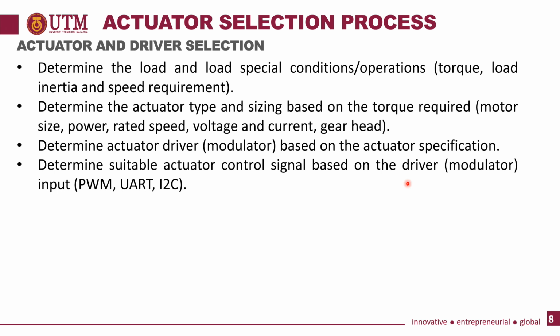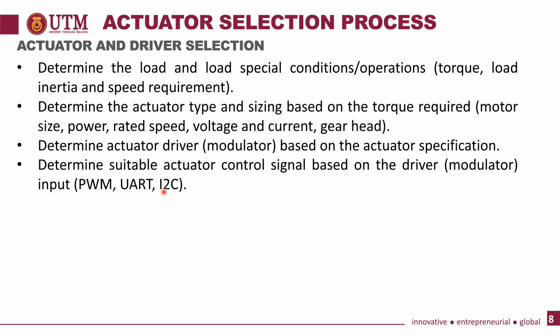Okay, so next you need to choose whether you want to control your motor based on PWM, UART, or I2C signals. So you need to determine that. Usually, when you are determining, for example, if I want to use a PWM motor, you need to find out which motor uses a PWM signal as its control signal. If I want to use I2C signal for my actuator, you need to find which motors use I2C signal to perform their work. So next, you need to determine the suitable actuator control signal.